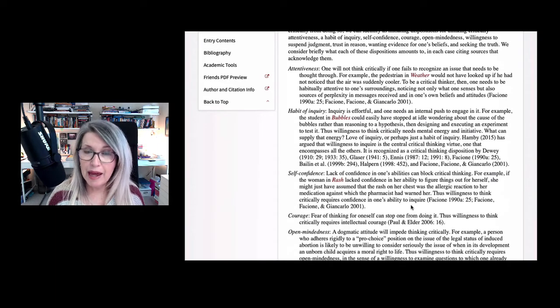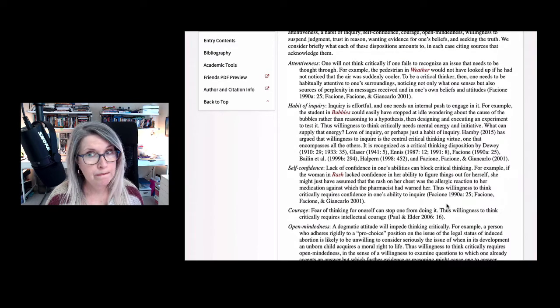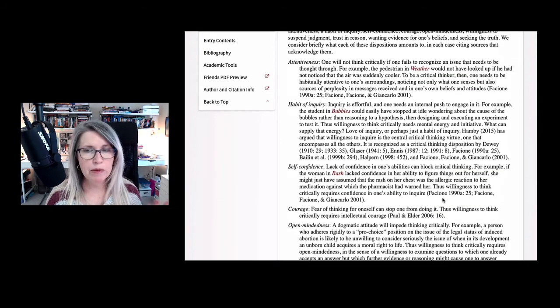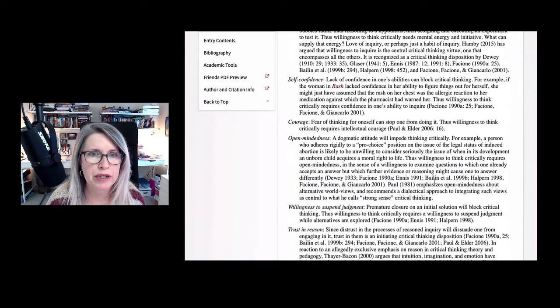Self-confidence. Lack of confidence in one's abilities can block critical thinking. So if you're already feeling, like, they don't like me, they're not going to give me honest answers, I don't trust them, you're not disposed to critical thinking. You are biased already by your own lack of self-confidence in the situation.